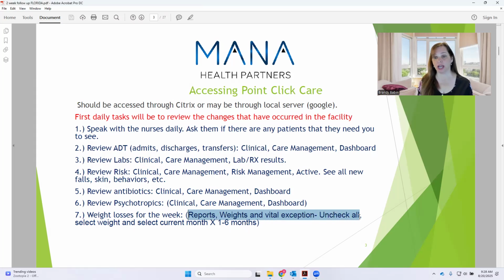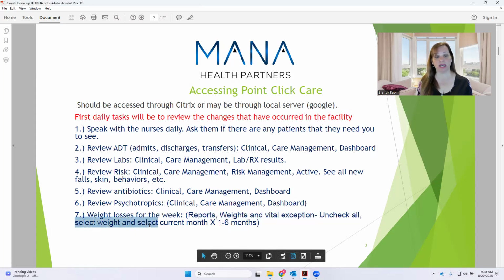You're going to uncheck all of those vital signs. You don't want all of them. You're only looking for weights. You're going to select the weight, select the current month, and it will show you up to 1 month, 90 days, and then 6 months on that.